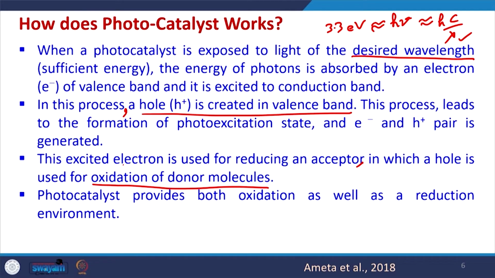Now, photocatalysts provide both oxidation as well as reduction environment. Through this we can use them for oxidation of different types of compounds present in the water which are desirable, and any undesirable pollutant, like any organic pollutant. If it is present in the water, it can be oxidized using this technique.